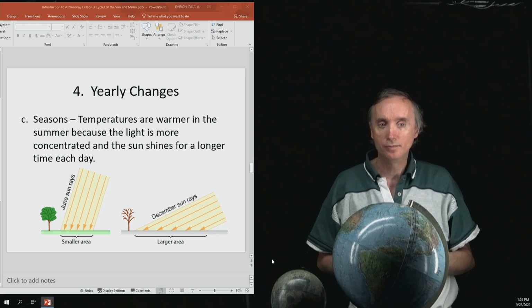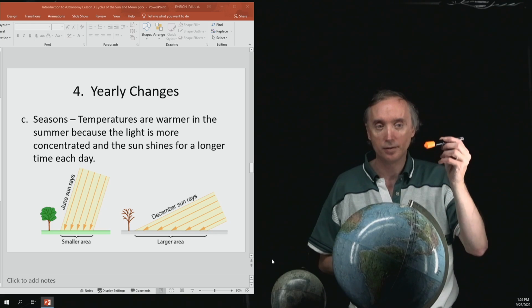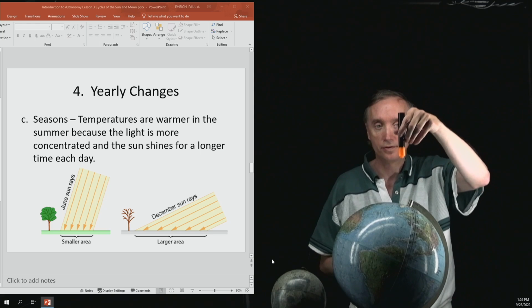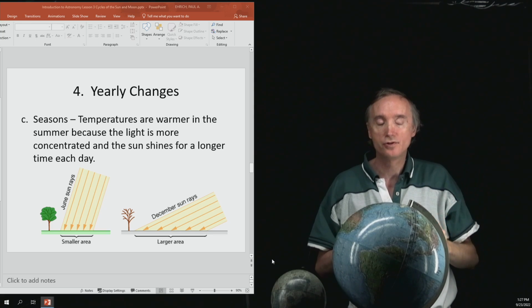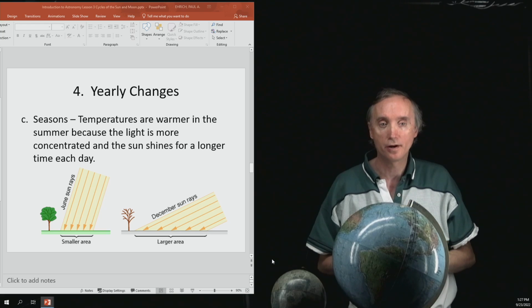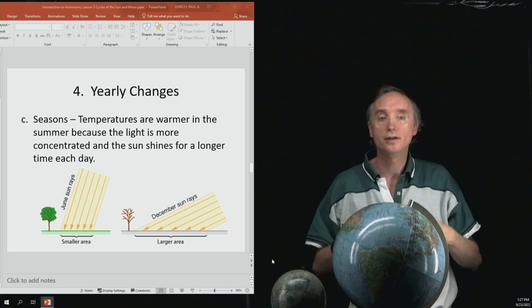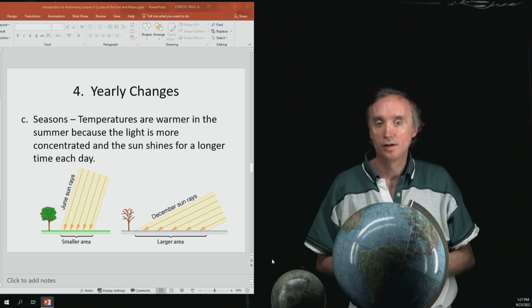So it's the same amount of energy coming out of the flashlight, whether you do it this way or this way, but because that energy is spread out over a larger area, the intensity has decreased. So now we're going to use that concept to explain the seasons.